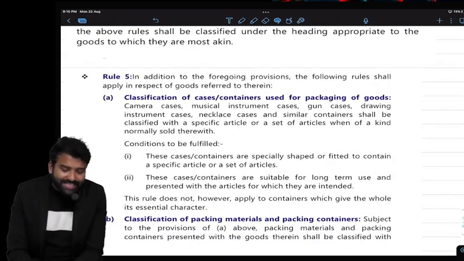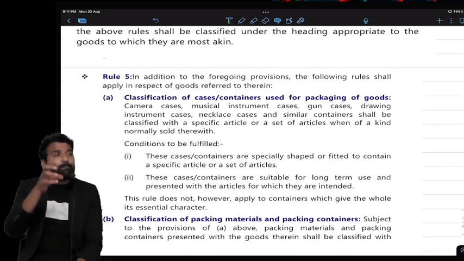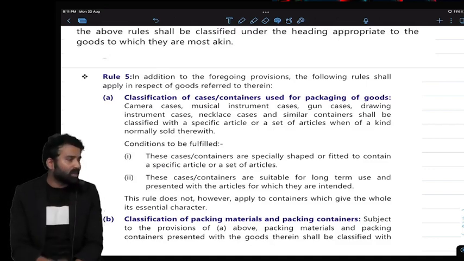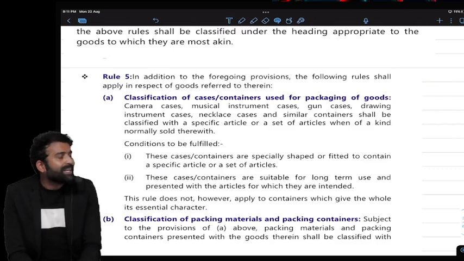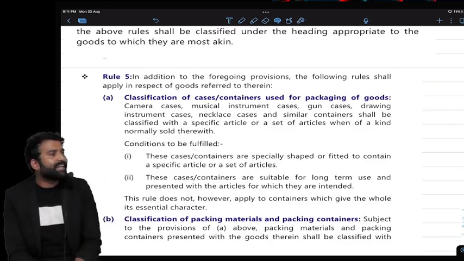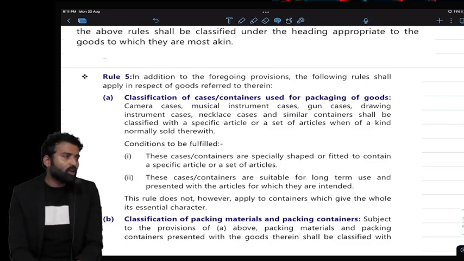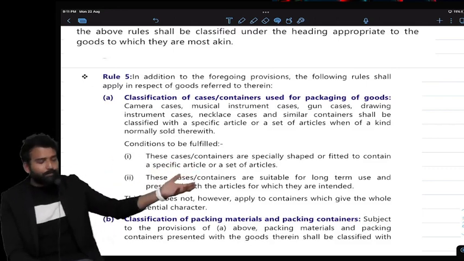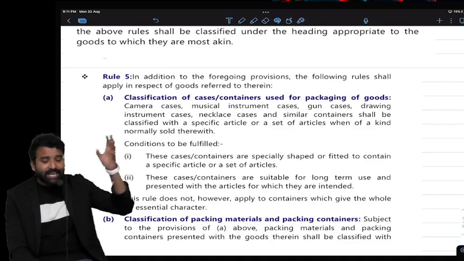Rule 5 says if I am importing something in a packing, I am importing something but I am also importing the packing with it, then tell me, will a separate rate apply on the packing, or will my commodity's rate apply on the packing? What should be the criteria, whether on the composite product, on the whole, the commodity's rate should apply? Yes.